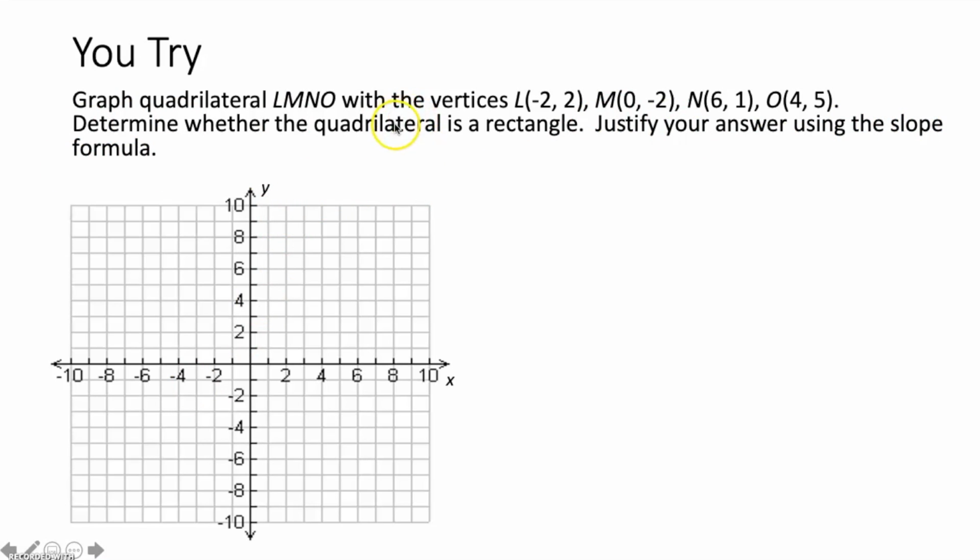So our first task is to graph quadrilateral LMNO. So our vertices are here. Point L is at negative 2, 2. We go over negative 2 on the x-axis, up 2 on the y-axis, put a point. Point M is at 0, negative 2. We go over 0 on the x-axis, down negative 2 on the y-axis, put point M.